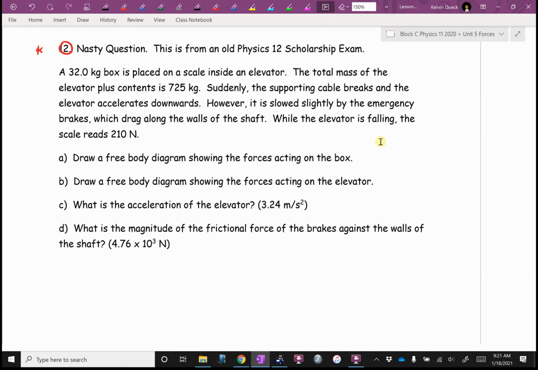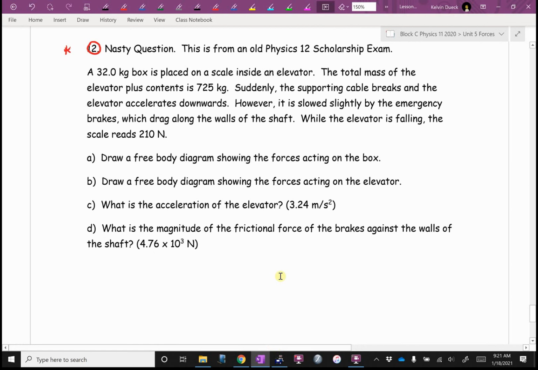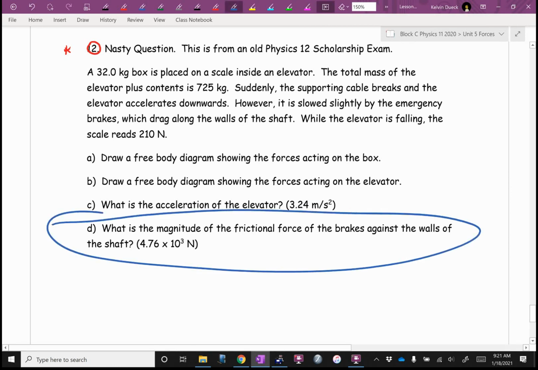Okay. Did anybody try this one? Oh, nice. So let's follow it. By the way, the original question only asked that. It didn't walk you through A, B, C, and D, so it was really tough.